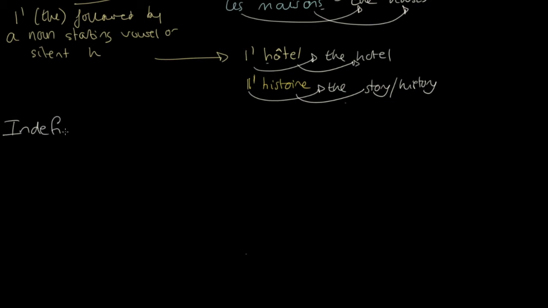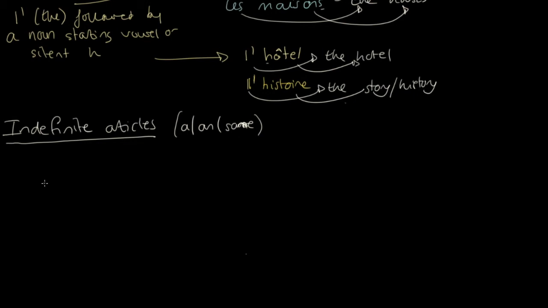So the one above is definite articles that are used for the word the. Indefinite are a, an, or some. I can never seem to write the word some. It always comes out looking like an N in the middle there.